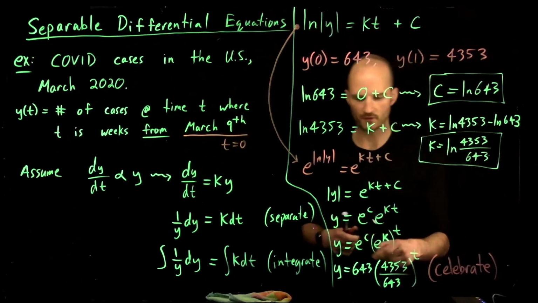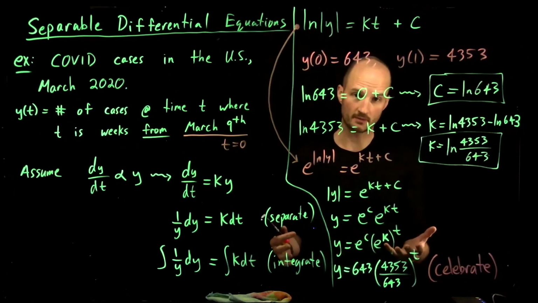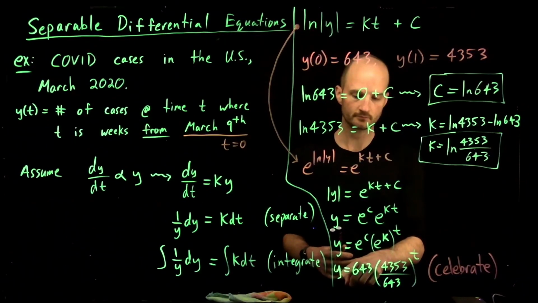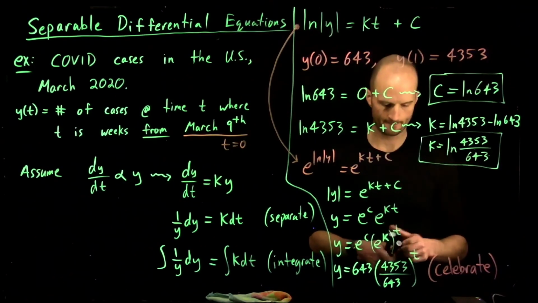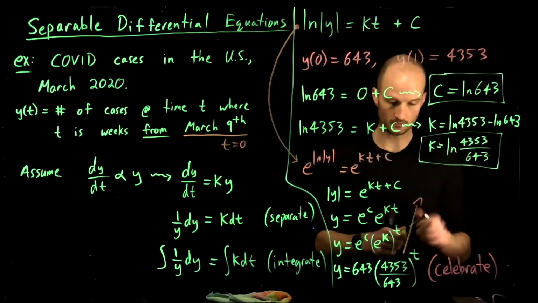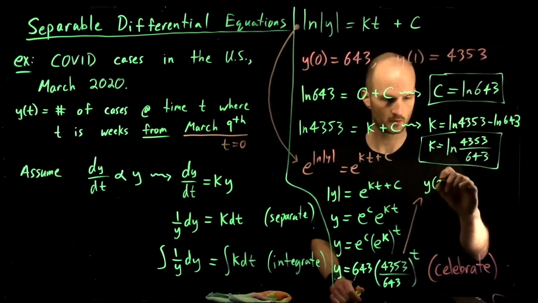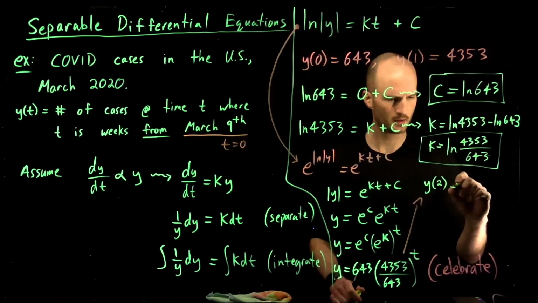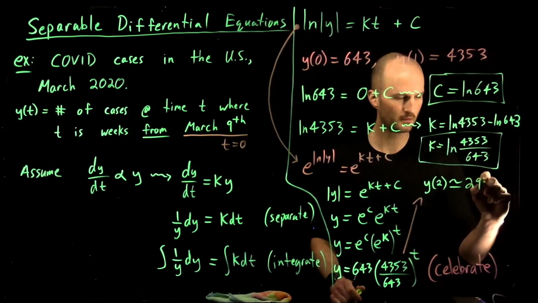This is a very useful thing, right? Because we can just find the number of cases, well, an approximation for the number of cases, very quickly just by plugging in a t. So for example, if I plug in 2 here, this is roughly 29,500 cases.